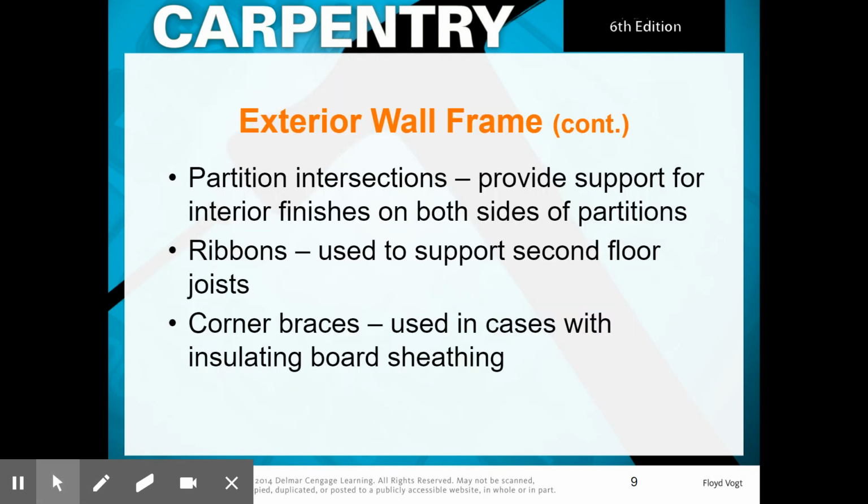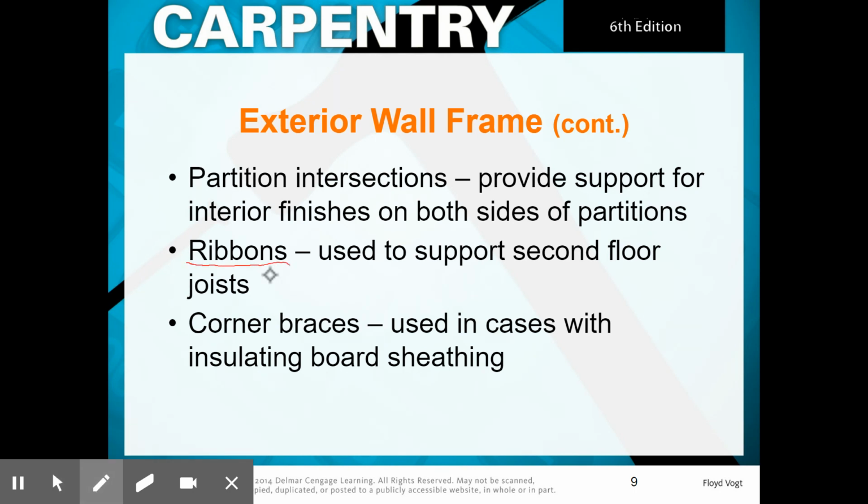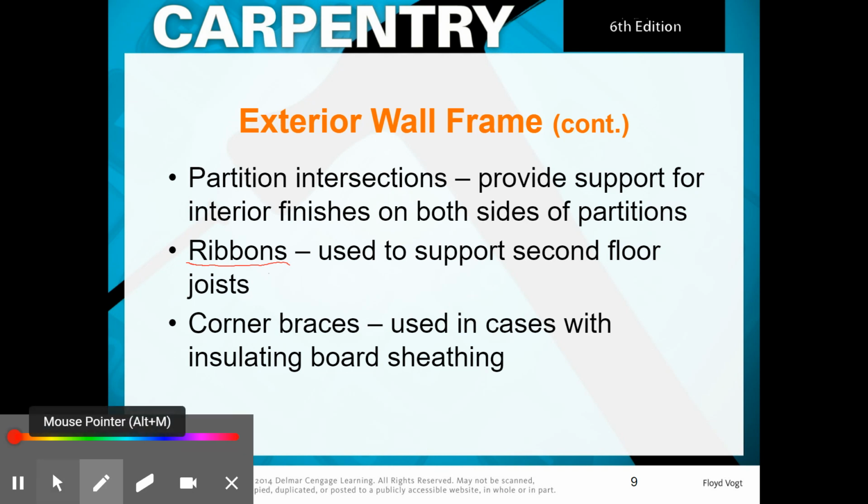More components are partition intersections. They provide support for interior finishes on both sides of the partitions. Ribbons are used to support second floor joists. Remember, this will be in balloon framing. And corner braces are used in cases with insulating board sheathing.